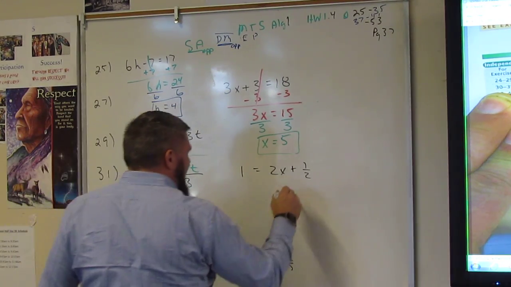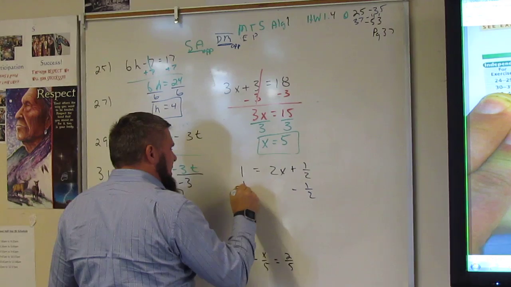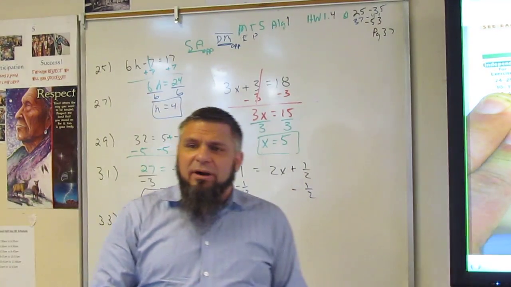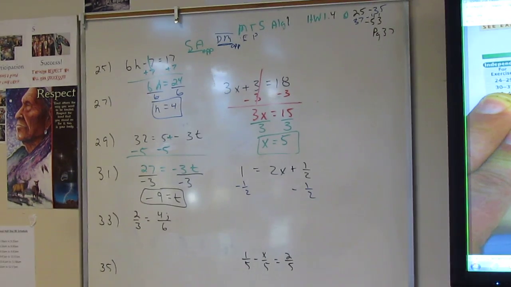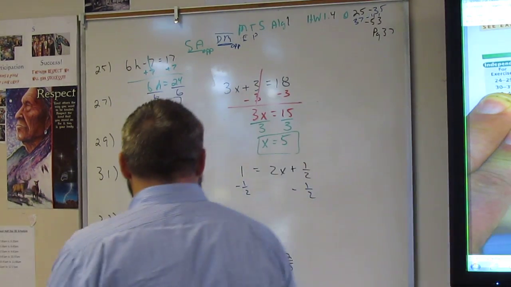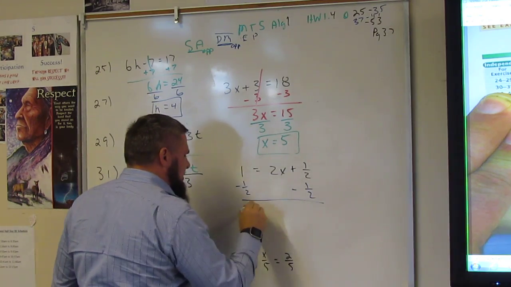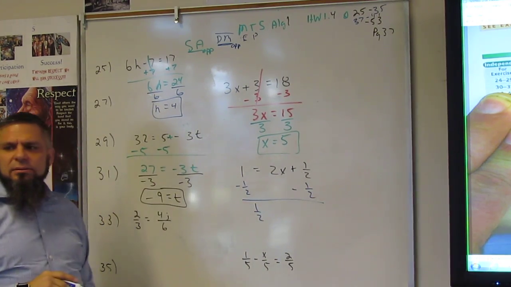Subtracting 1/2. Minus 1/2, minus 1/2. So if I have one candy bar and I take a half of it away, how much do I have? Half a candy bar. That's not that bad, right? I can do that. So let's just stick with that.